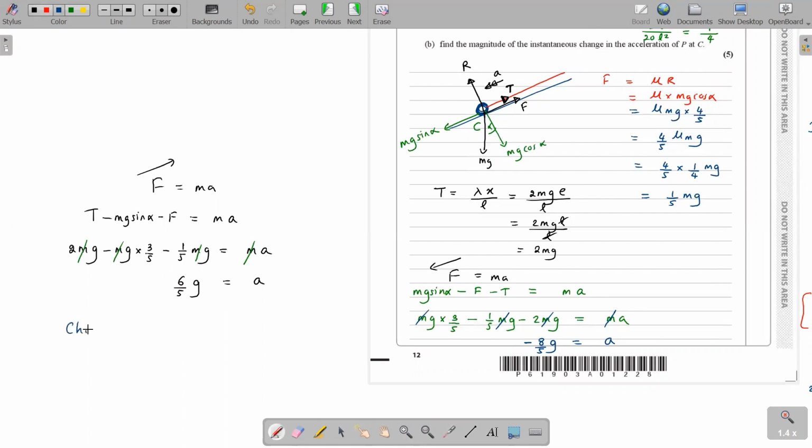So change in acceleration. What's the change in acceleration? Just take the difference of the magnitudes of the acceleration. Okay, just take the difference in the magnitudes. 8g over 5 is bigger, 6g over 5 is comparatively smaller. So 2g over 5 meters per second squared. So this is the magnitude of the change in your acceleration. Okay.